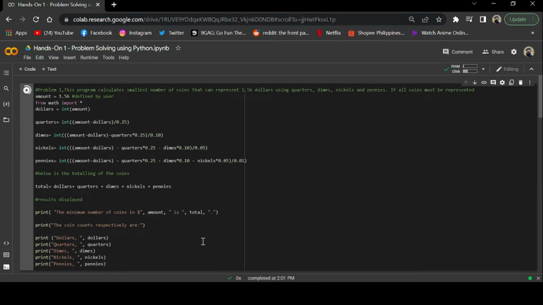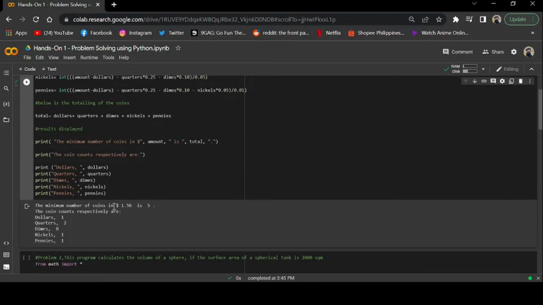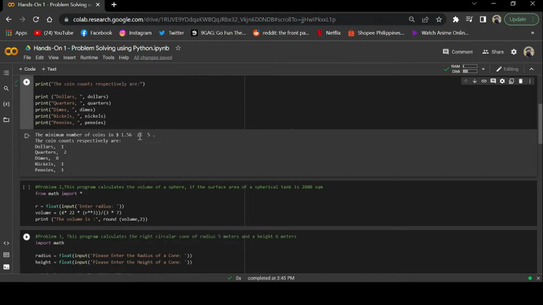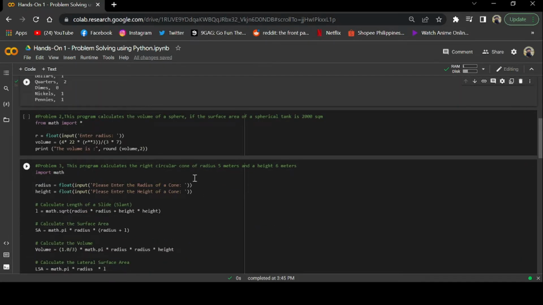So let's try to run. The minimum number of coins in $1.56 is 5 coins, for this given amount. The coin counts respectively are: dollar, we have $1, 2 quarters, 0 dimes, nickels is 1, pennies is 1. So we have 5 coins in $1.56. So moving on to the second problem.